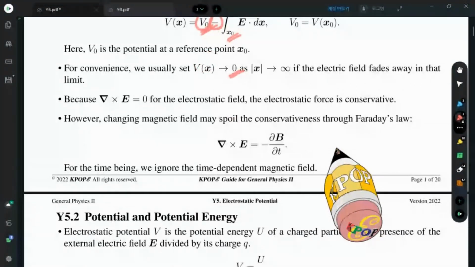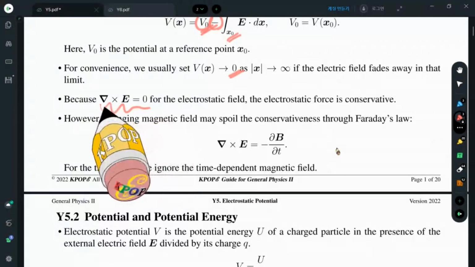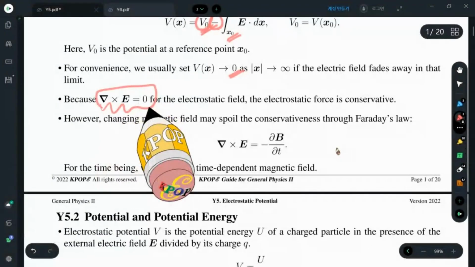We learned Stokes' theorem, and we will review this later before we concentrate on Maxwell's equations. The curl of the electric field, because the electric field is central, is always 0. When the curl is 0, the electrostatic force automatically becomes conservative.